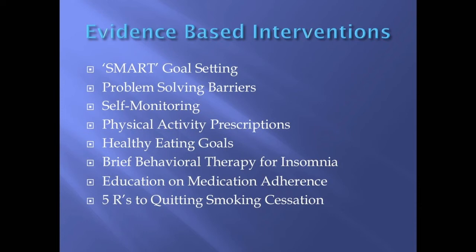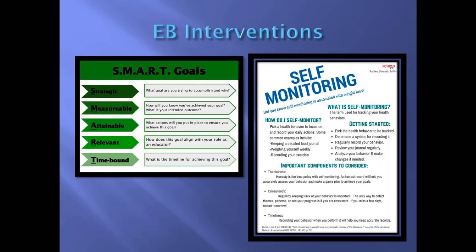And then the 5 R's is used for quitting smoking cessation. They're all evidence-based, and that's what some of them look like. So SMART goals is about setting strategic, measurable, attainable, relevant, and time-bound goals.